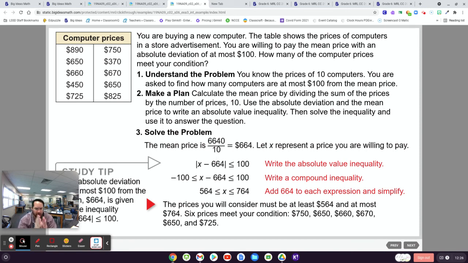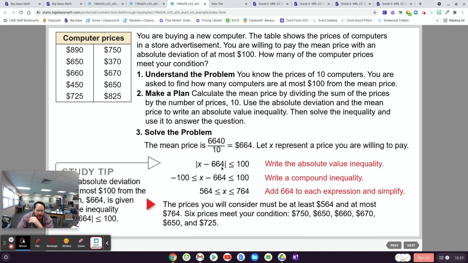In order to write an inequality, I don't know if you remember when we did the equal sign absolute values and you had to find the midpoint, that's basically finding the mean. So the mean for this is all 10 of these divided by 10, which is 664. And then we want this to be at most $100 from that mean. So it's the price minus the 664 has to be less than or equal to 100, because we want it to be at most $100 off.